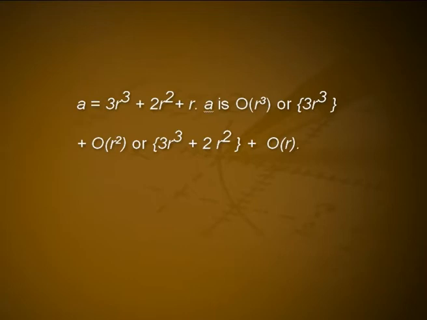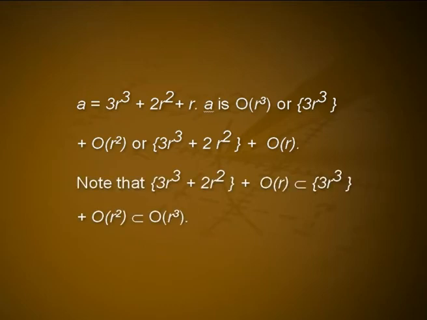Example, let A equal to 3r cube plus 2r square plus r. Then A is order of r cube, or 3r cube plus order of r square, or 3r cube plus 2r square plus order of r. Note that 3r cube plus 2r square plus order of r is a subset of 3r cube plus order of r square, which in turn is a subset of order of r cube.